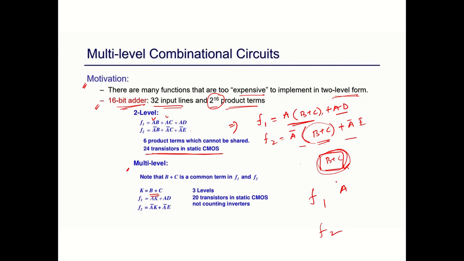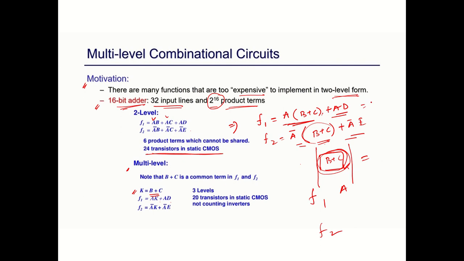But we have to think that we just need to realize this b plus c first. Then this b plus c is exactly one level that is inserted in between this a and the ad, a bar and the ae. So exactly what is that particular b plus c is here considered as k is equals to b plus c. So f1 can be realized as ak plus ad.